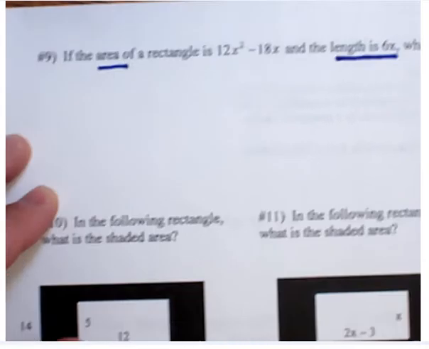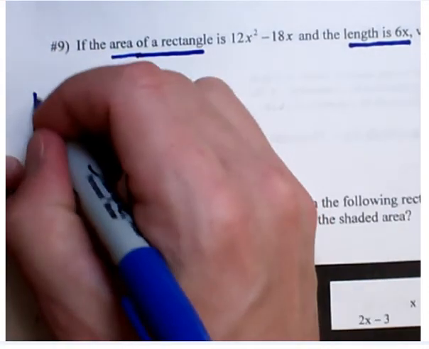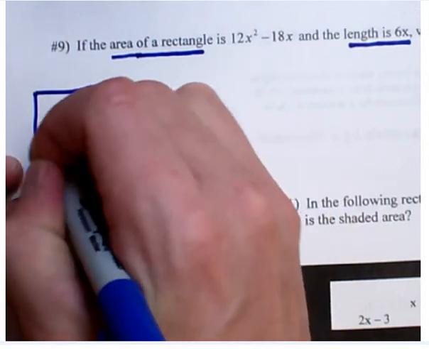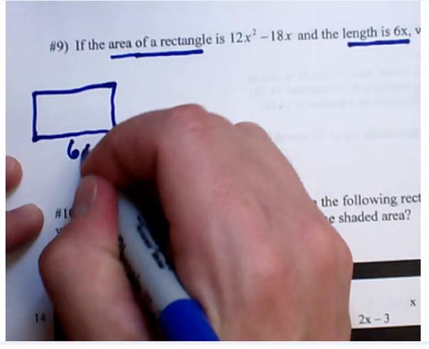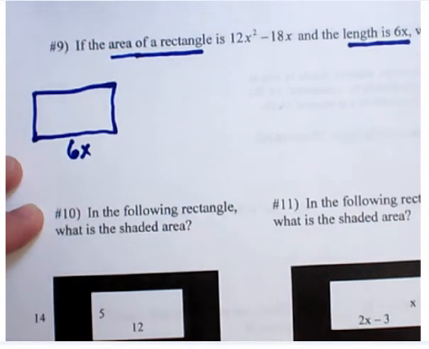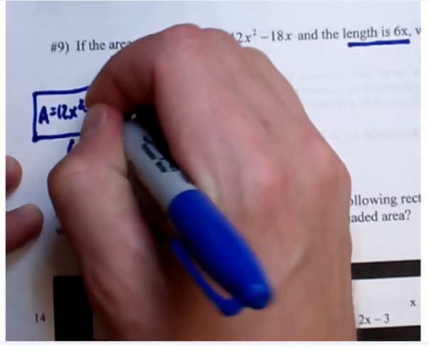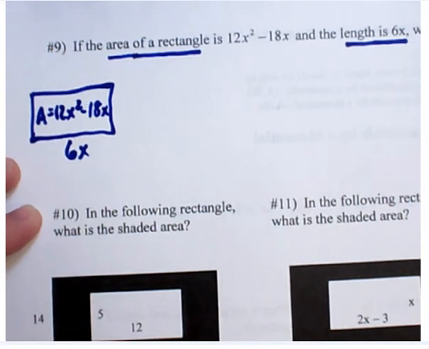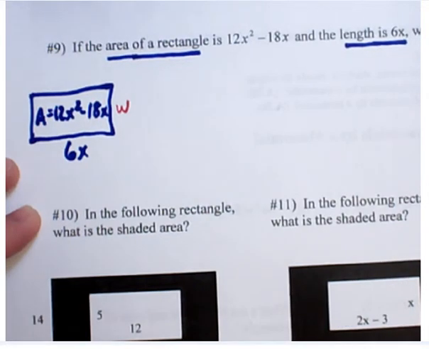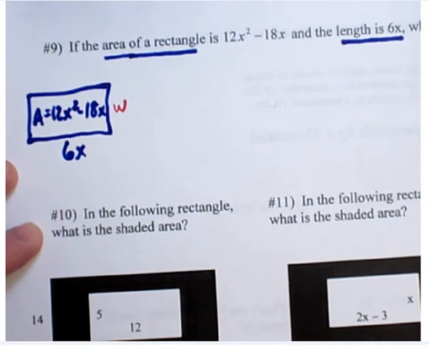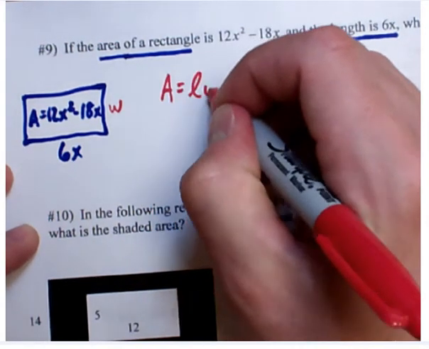Now the key to this is they tell us it's an area of a rectangle. Well, let's draw a rectangle. Now they tell us the length is 6x. They tell us the area itself, I'll just put that inside here, the box, 12x squared minus 18x. What we're missing is the width. Okay, so we want w here. Now here's the thing. We know the formula for the area of a rectangle. We'll say length times width.